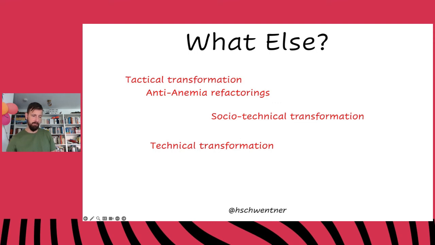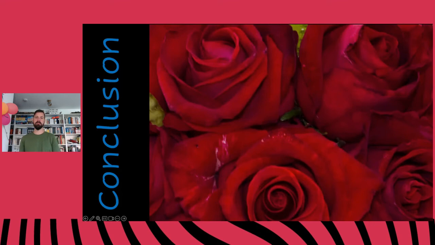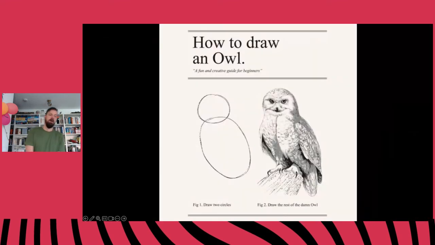And that as an outlook, what can be done? What else can be done in the transformation? And of course, when we have a short talk about this topic, it might feel a bit like in this old meme here, how to draw an owl. Easy, draw 2 circles. That's step number 1. And step number 2, now draw the rest of the damn owl.